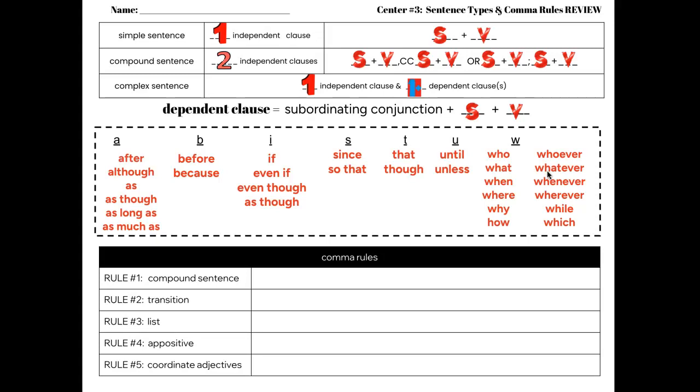All right, now let's talk about some comma rules. One of the most common punctuation mark errors that kids make in middle school is with commas. And so when you put a comma in a sentence, you have to have a reason for it. You have to understand why you're putting it there. Otherwise, you shouldn't use it.